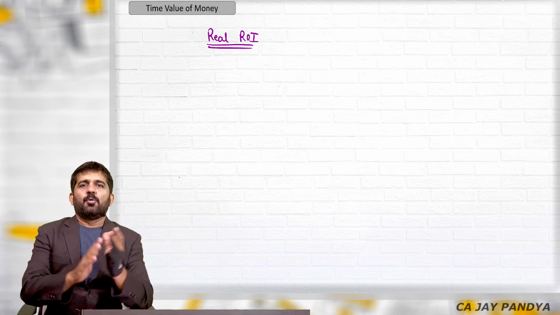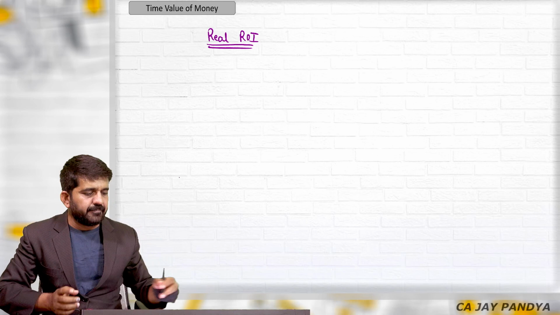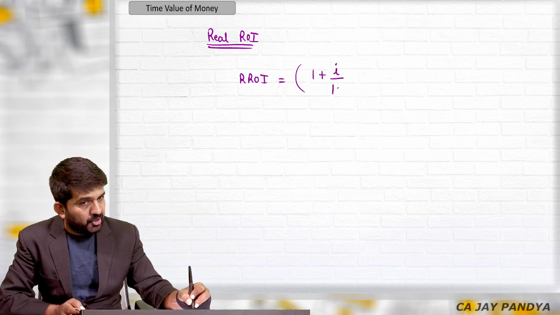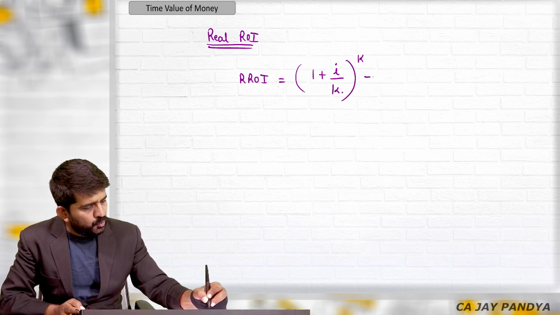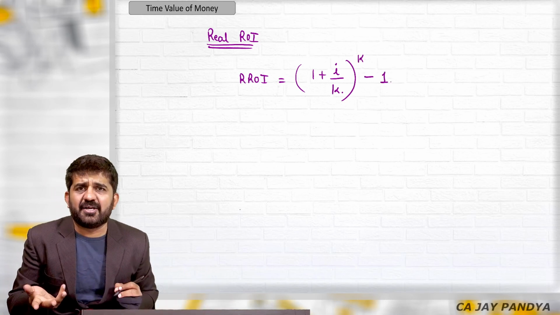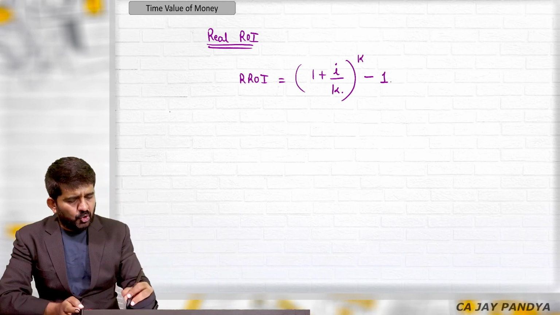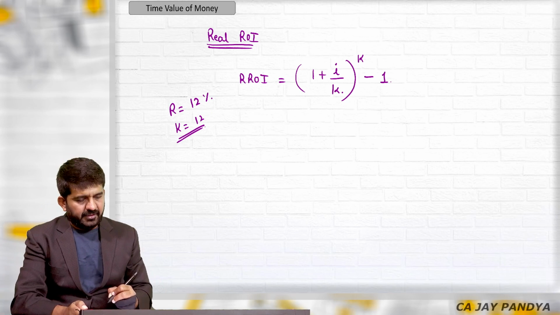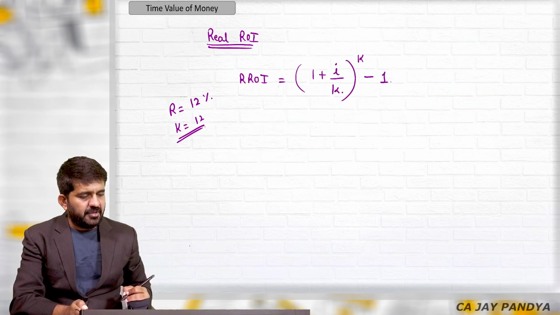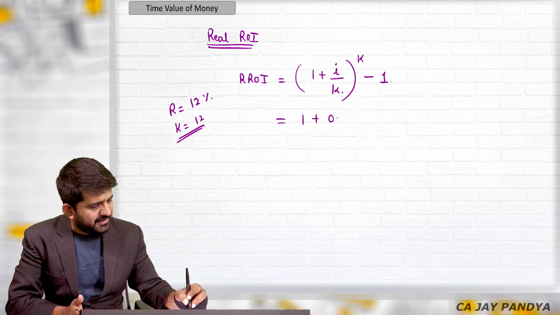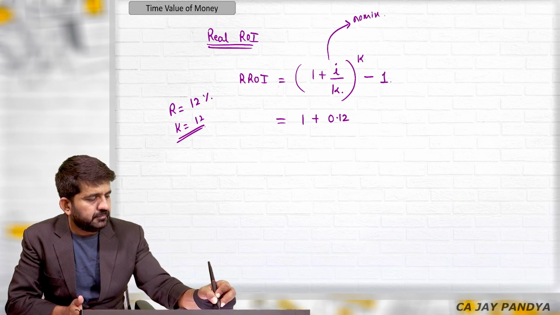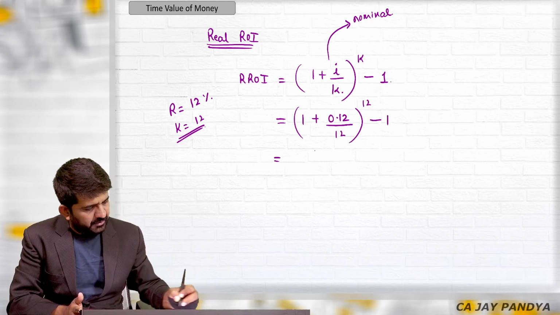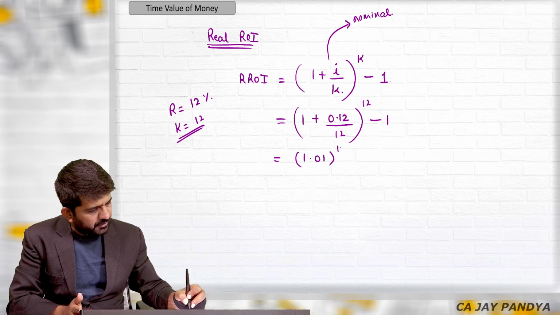Every time you cannot open up the paper, calculate the interest and find out the real rate of interest. Real rate of interest is equal to (1 plus I upon K) raised to K, minus 1. Of course, multiplied by 100 because I want the answer in percentage. So if the rate of interest is 12% and interest is compounded 12 times, as in this case, my real rate of interest will be (1 plus 0.12 divided by 12) raised to 12 minus 1. Now, this I is nominal. This is nothing but 1.01 raised to 12 minus 1.